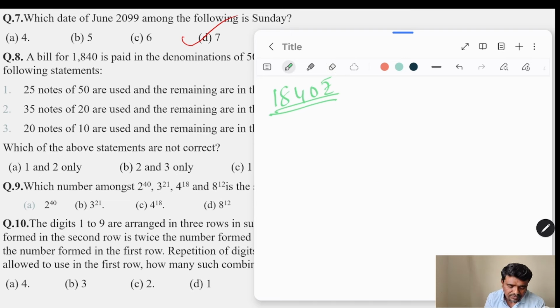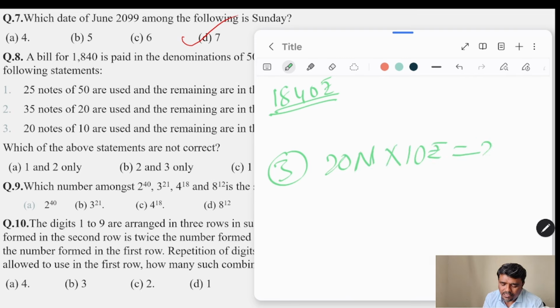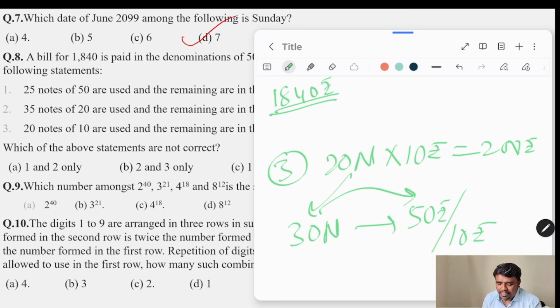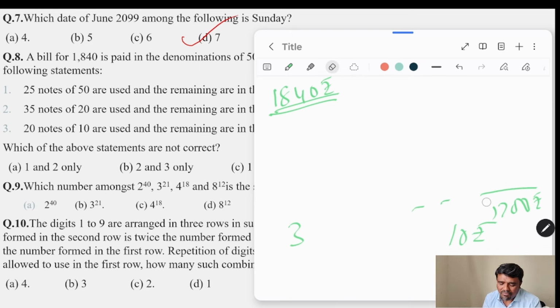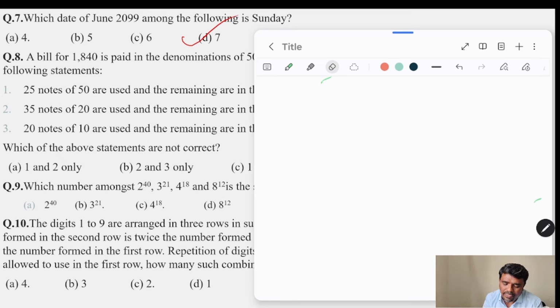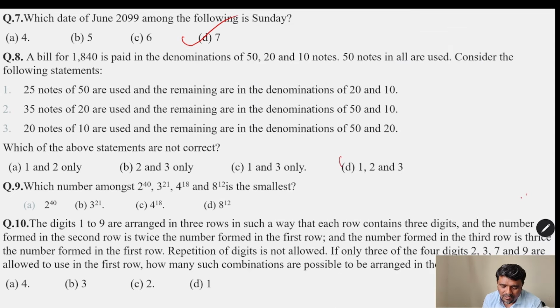What about the third? 20 notes of 10, this is 200 rupees. And the remaining notes are 30, and they might be 50 rupees notes and 20 rupees notes. 30 into 50 is equal to 1500. That means the maximum possibility is 1700, so at any cost I am not able to make it 1840. So this is also not possible. That means statement 1, statement 2, statement 3 are all incorrect. Your question is about which are incorrect, so all are incorrect.